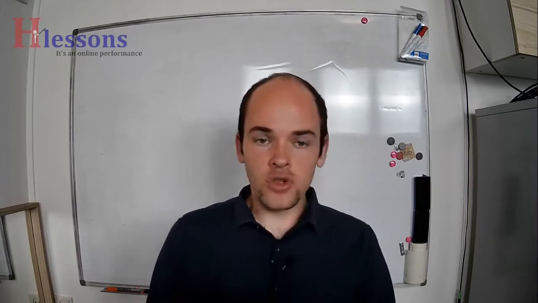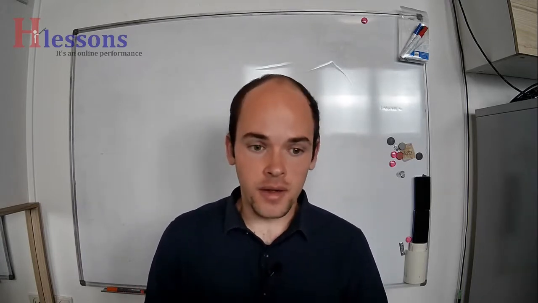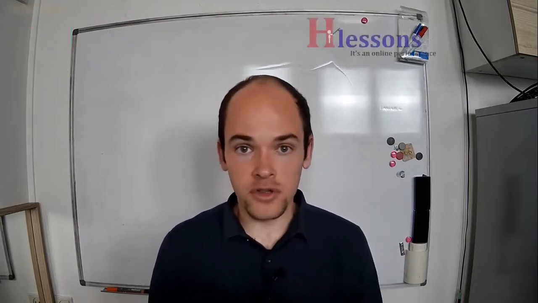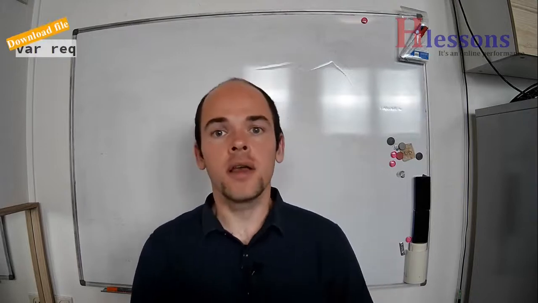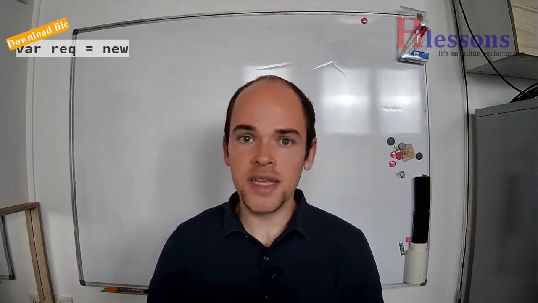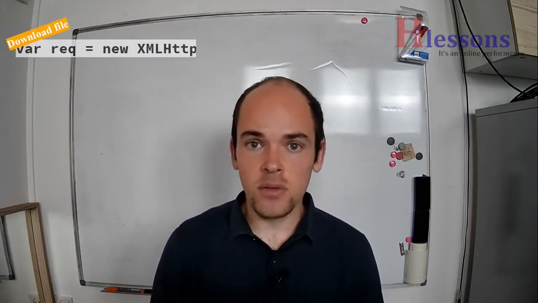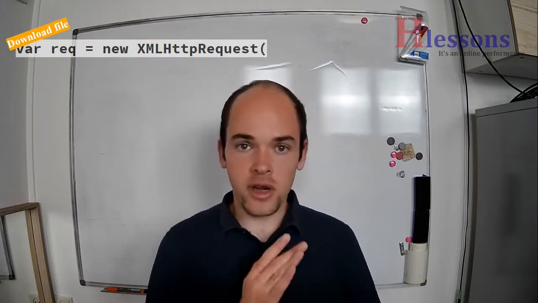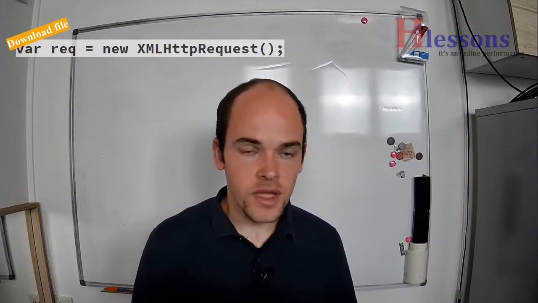So we are going to create a new object from XML HTTP request. So we're going to create a variable. I'm going to call it rec, from request, equals new space XML HTTP request. And please pay attention to the capital letters here. Opening bracket, closing bracket, semicolon.